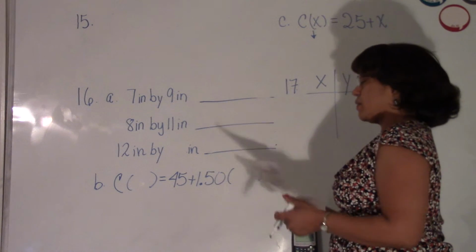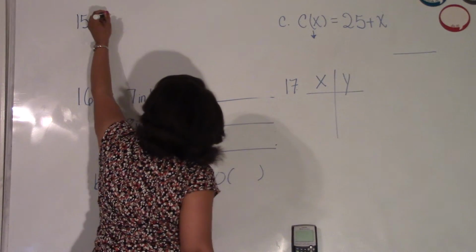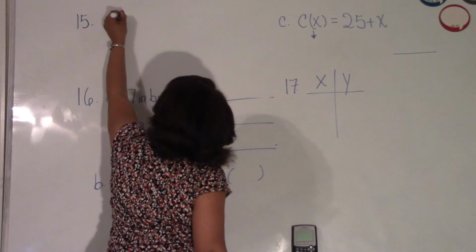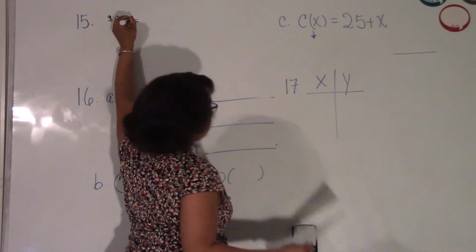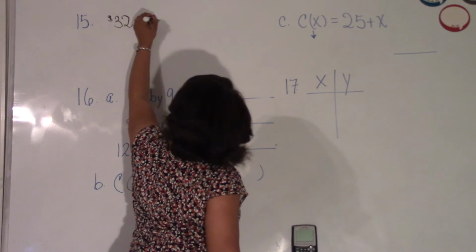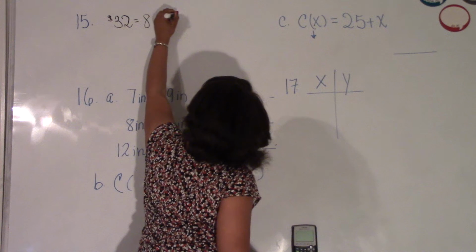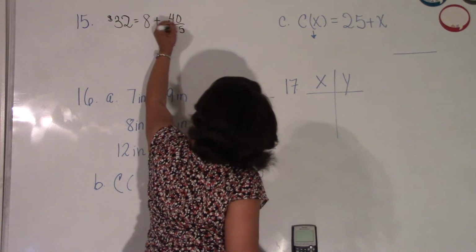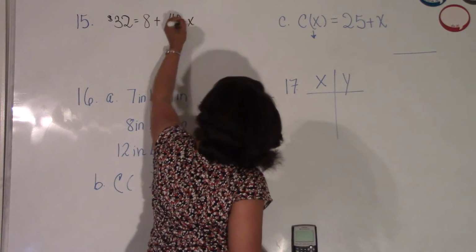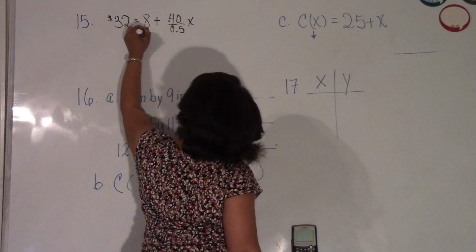Alright, so let's write our equation. The taxi ride cost $32, so the 32 is going to be right here. It cost $32. And then the driver charged $8 plus, so $8 would be our flat fee, 40 cents, so 0.40 per 0.5 miles. That's our rate of change. So that's where we're going to put our variable x. Now we have to solve for x.